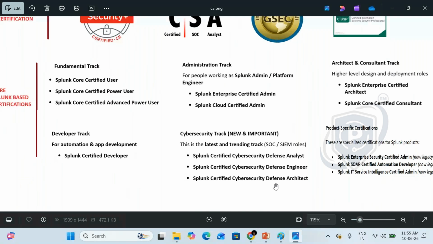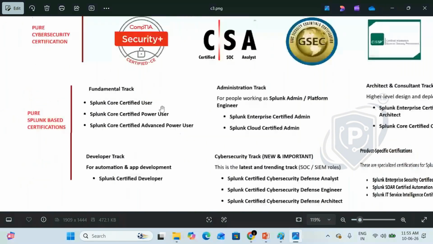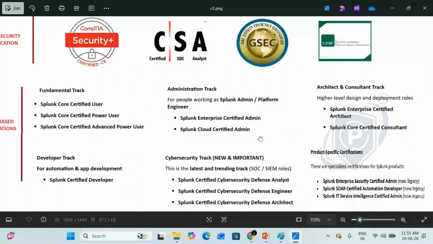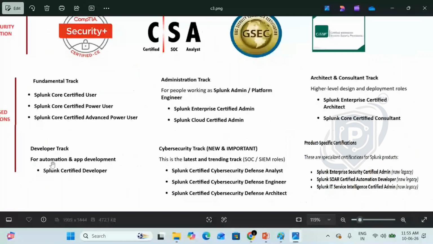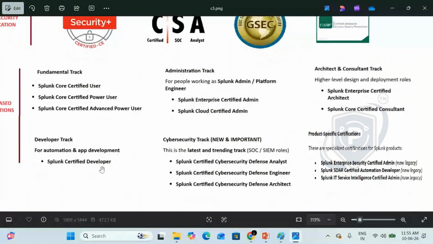Otherwise, for example, Splunk for business and IT operations, in that case the fundamental tracks will be the tool-based Splunk Core certifications. Splunk Core Certified User, Splunk Core Certified Power User, Advanced Power User. Admin track: Splunk Enterprise Certified Admin, Splunk Cloud Certified Admin. Architect track: Splunk Enterprise Certified Architect, Splunk Core Certified Consultant. Developer track: Splunk Certified Developer. This type of certification you can also do on the tool-based side.